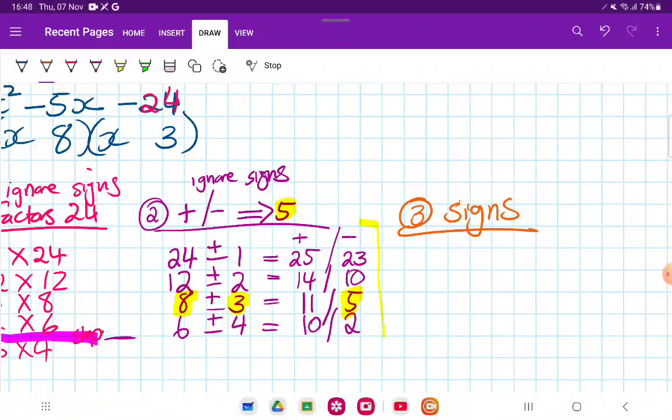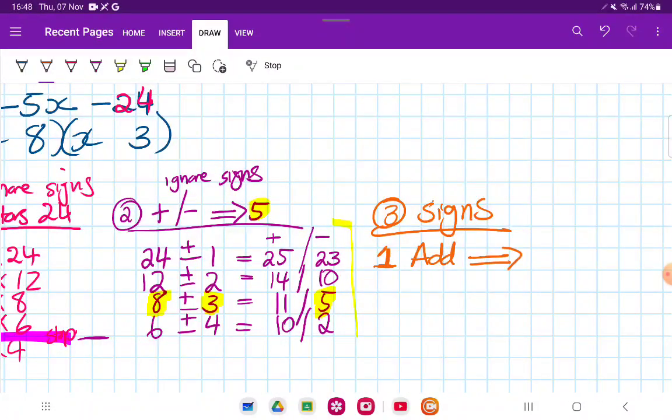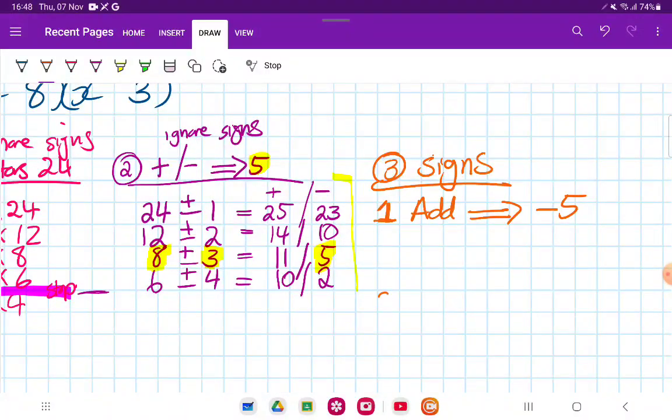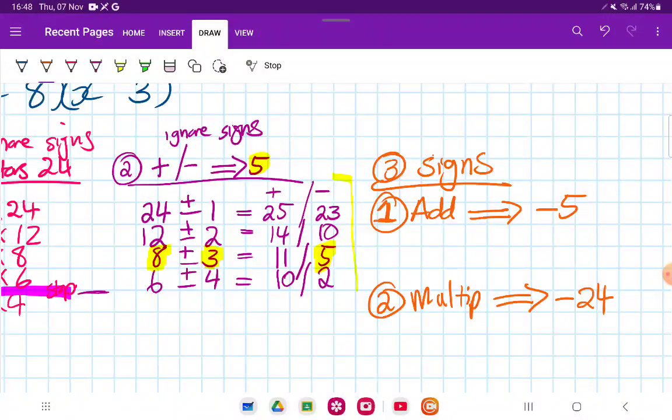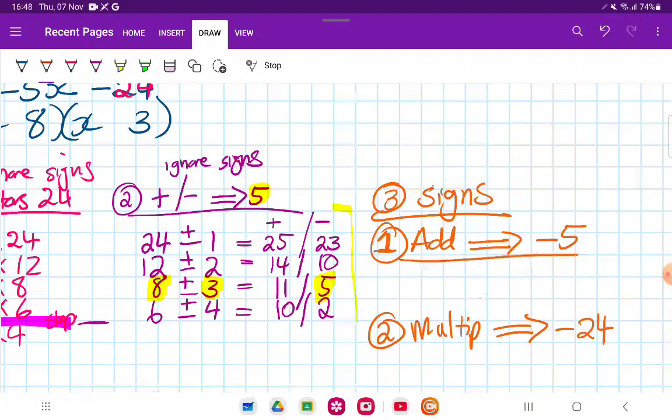Now for the signs, you're going to test twice. Test number 1 is going to be an addition or subtraction, and what you're looking for is -5. And then test number 2 is going to be a multiplication, and what you're looking for is -24. Okay, so let's test our first one. We have 8 and 3.